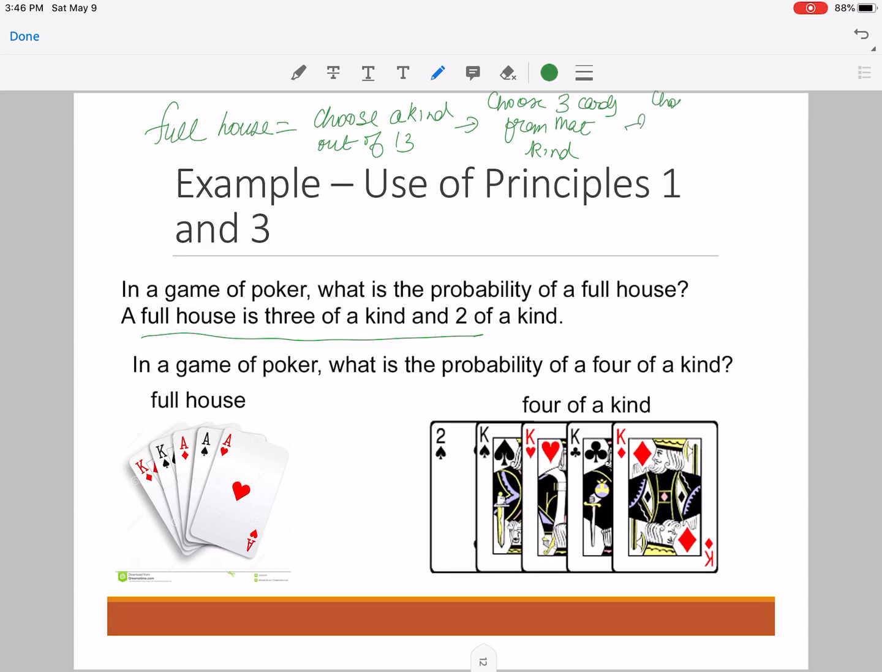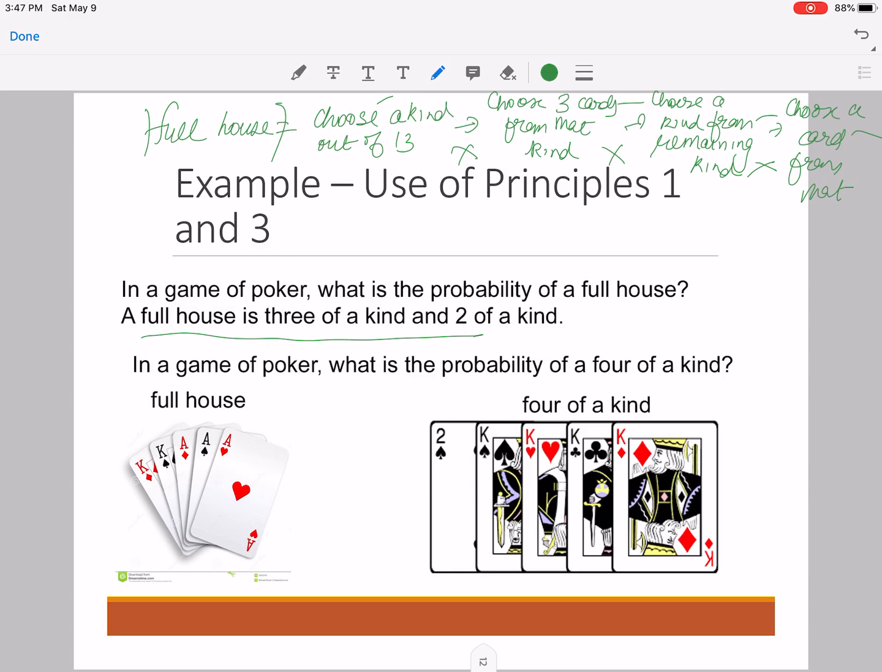Then you choose a kind from remaining kinds. And then you choose a card from that kind. If you were to find how many outcomes are there in these individual sub-experiments, and if you were to multiply them, that would give you the cardinality of full house. And ultimately, that is going to give you the probability of a full house. Please pause your video here, work on this problem on your own. Once you're ready, I'm going to show you the solution.